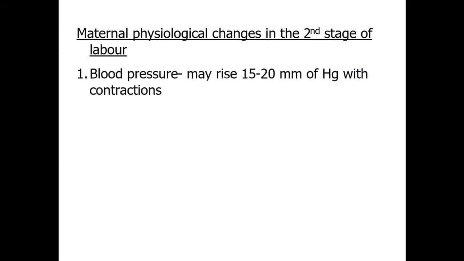The maternal physiological changes which happen in the second stage of labor include the following. First one is blood pressure. It may rise 15 to 20 millimeters of mercury with contractions, because the contractions increase vasoconstriction, and the patient is anxious and in pain. All these contribute to the increase in blood pressure.